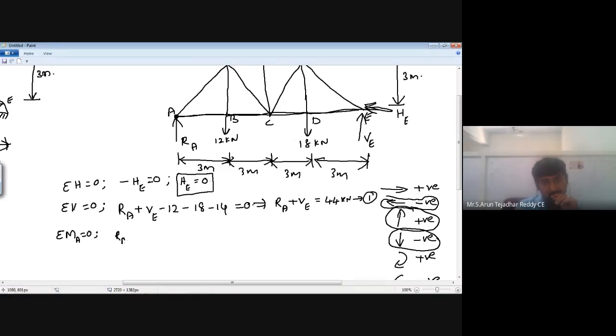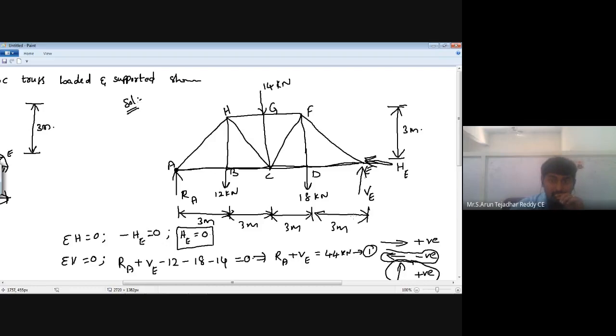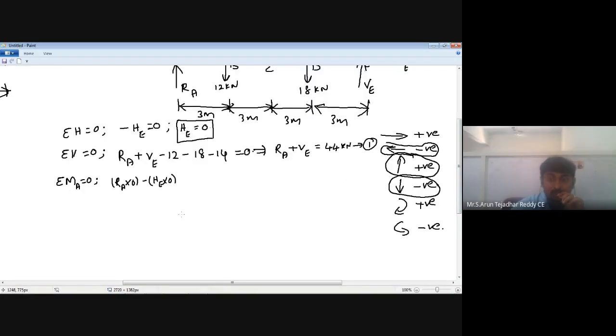We can write it as RA into 0, and HE into 0. Except these two, now take all the other forces: 12 kilonewton, 18 kilonewton, the VE reaction, and 14 kilonewton. When you are calculating the moments, see whether it is moving clockwise or anti-clockwise. If it is clockwise, take positive. If it is anti-clockwise, take negative.